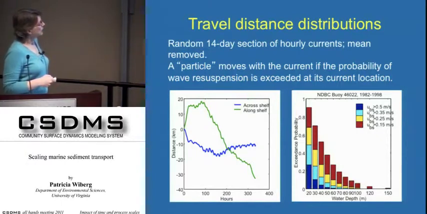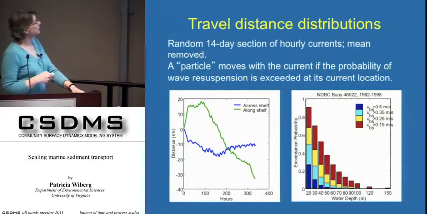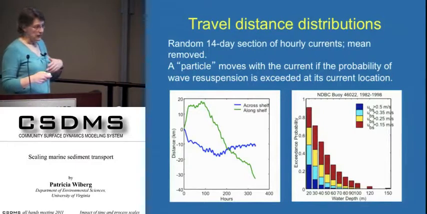And then also at least a year's worth of currents. So what I did was I just picked 2-week-long sections, random sections of currents, took out the mean, and then said that a particle moves with the current at that time as long as a randomly chosen value from the probability distribution of waves at that depth says that the threshold would be exceeded.